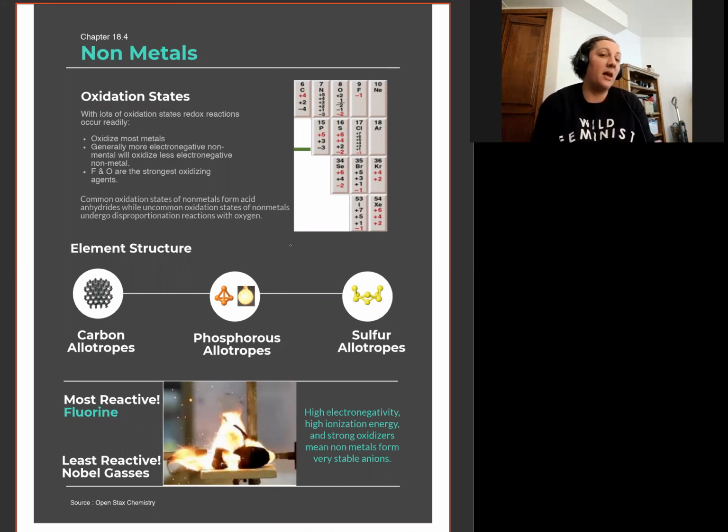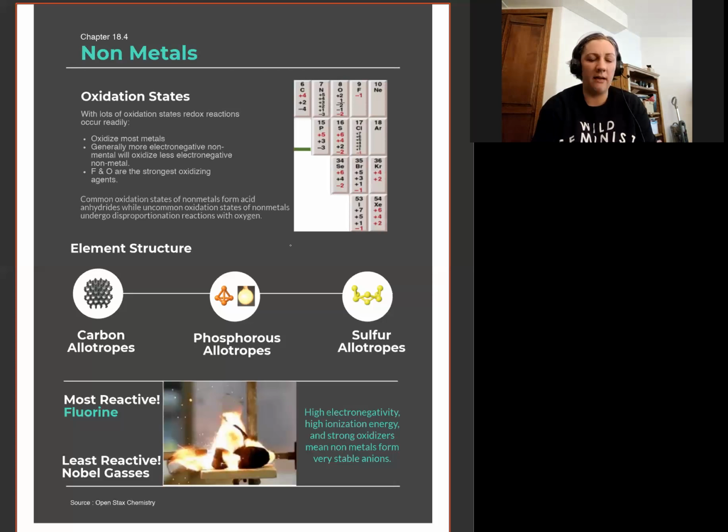So up in that upper left-hand corner of the periodic table, based on our periodic trends, these all have high electronegativities, high ionization energies, large effective nuclear charges, and small sizes. And this really leads to a lot of their properties.